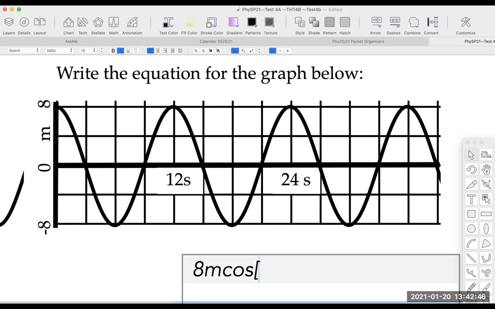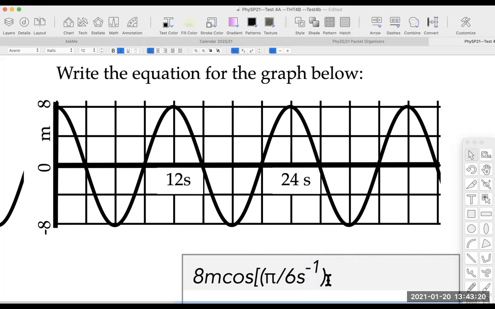The period here is 12 seconds. See, that's where the pattern repeats itself. So 2 pi over 12 is pi over 6. So we can type that in as pi divided by 6. And that's inverse seconds, seconds to the negative first. Oh, let me get my brackets and my parentheses right, and let me get my superscript correct. Okay, what a pain.